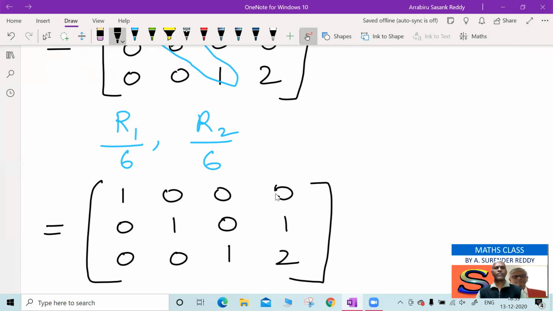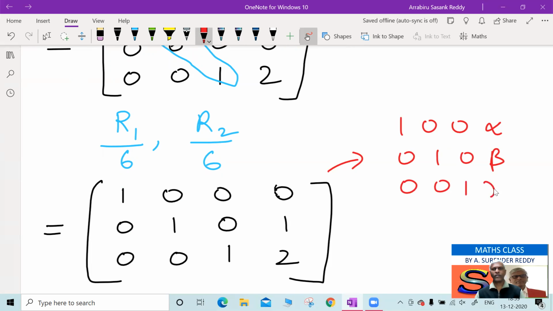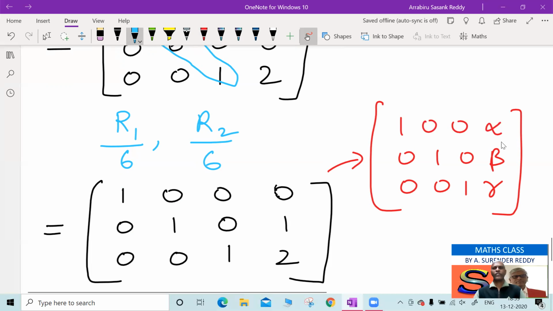ఇది మనకు కావాల్సిన రూపంలోకి మారింది. That is 1, 0, 0 alpha, 0, 1, 0 beta, 0, 0, 1 gamma. So this is the final form of augmented matrix. So in this value is x and this value is y and this value is z.